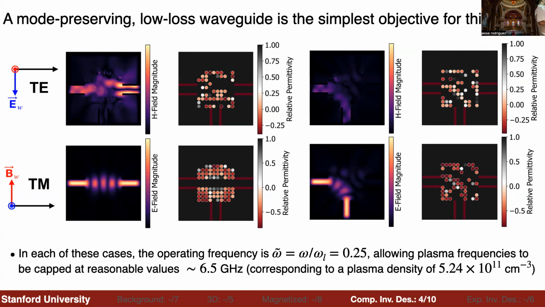Because that's one of the hallmarks of inverse design, that it gives you these non-intuitive designs that seem very strange and something that you would never be able to produce using a human design. And it suggests that we're able to get at these much more effective designs through this inverse design methodology. Okay. So in each of these cases, the operating frequency is very reasonable, which allows the plasma frequency to be very reasonable, on the order of 6.5 gigahertz. That's not hard at all for us to hit with our sources.